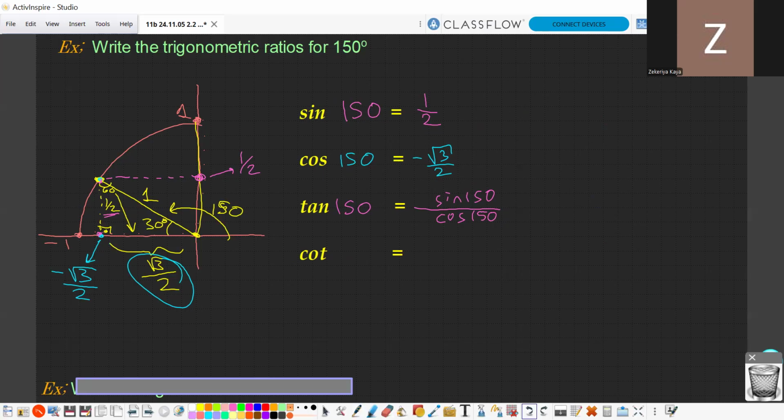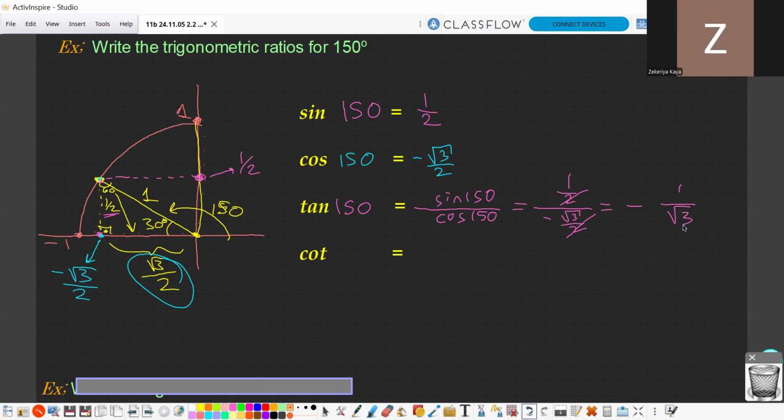Sine 150 over cosine 150. What is the answer to sine? 1 over 2. What is the answer to cosine? Minus root 3 over 2. So you always firstly decide what is the positivity or negativity. Positive over negative will be negative. Then later you just remove the number 2's, 1 over square root 3.